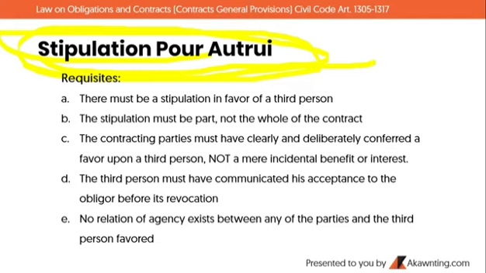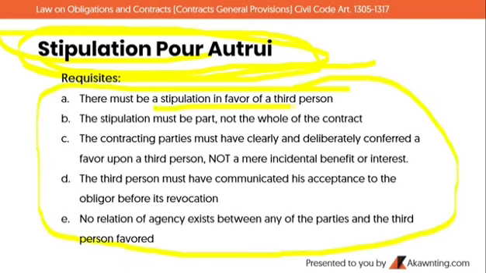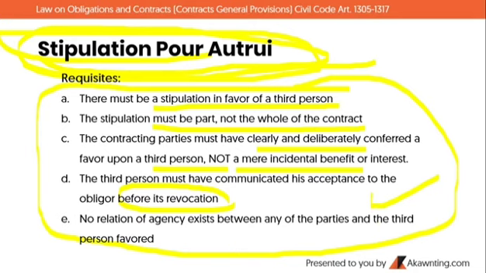Okay? So, ano ba ang requisites ng stipulation for Autrui? So, kailangan nag-exist lahat ito. So, there must be stipulation in favor of third person. Stipulation must be a part, not the whole, of the contract. So, the contracting parties must have clearly and deliberately conferred a favor upon a third person, not a mere incidental benefit or interest. Letter D, the third person must have communicated his acceptance to the obligor before its revocation. So, dapat kailangan din ng consent nung third person na yun. And lastly, no relation of agency exists between any of the parties and the third person.